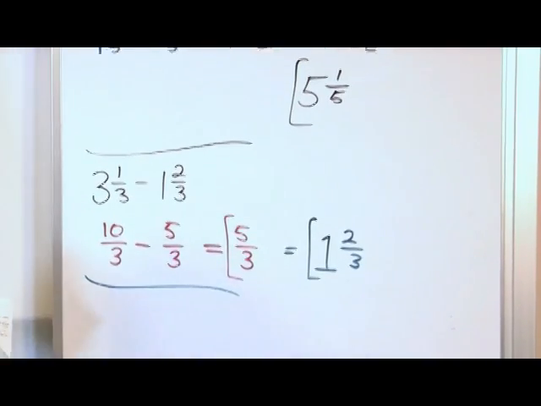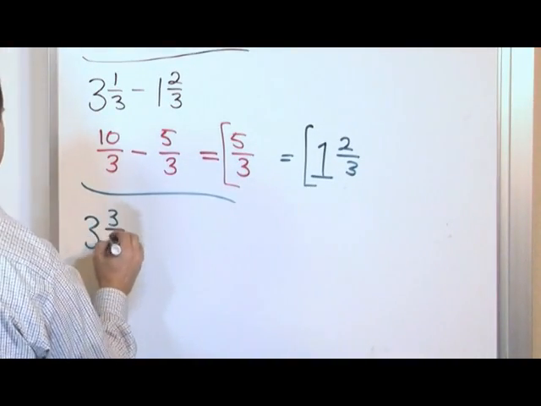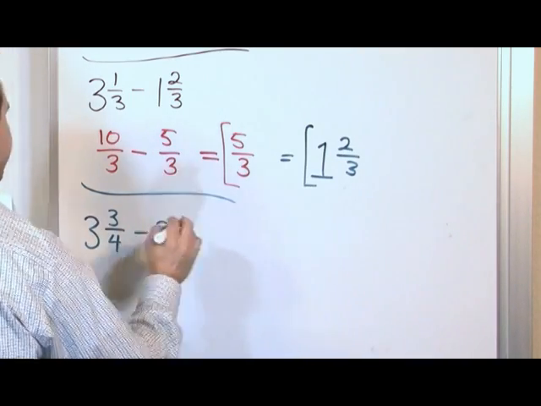Okay, this will be our final problem. A little bit more complicated, but not a big deal. 3 3/4 minus 2 1/2.